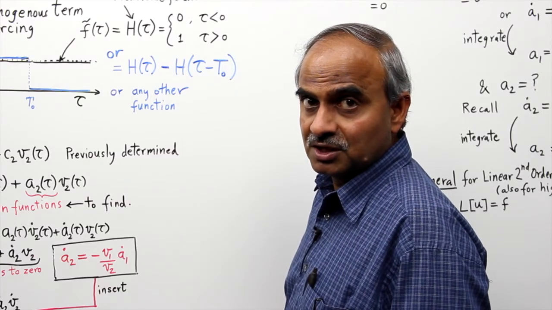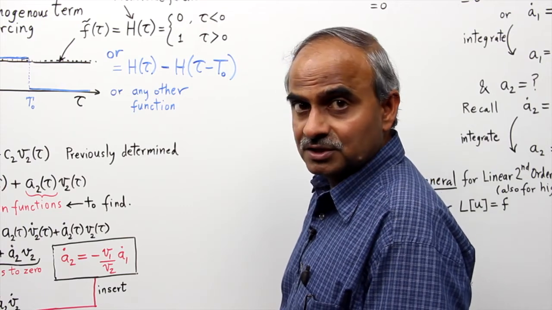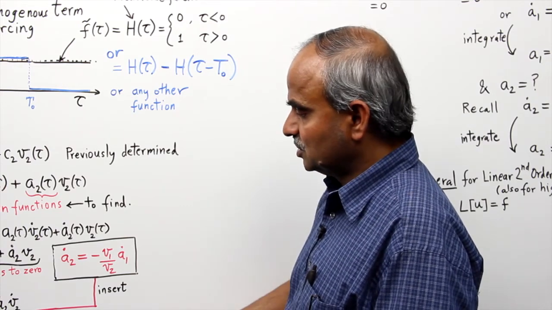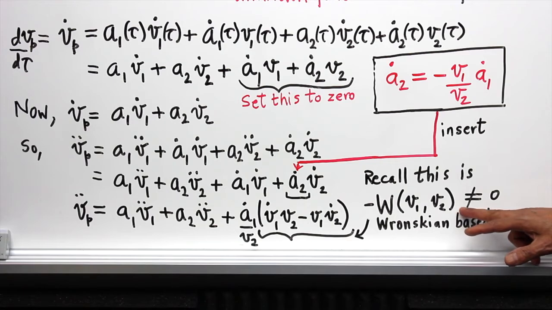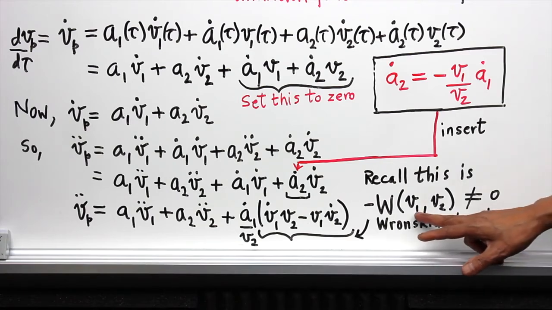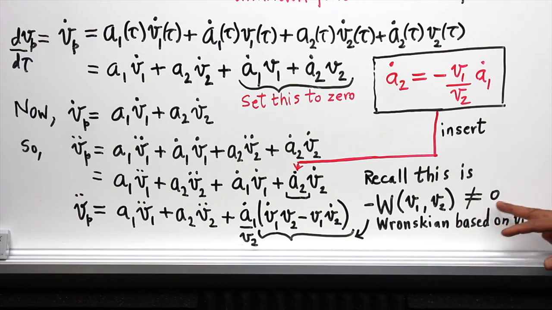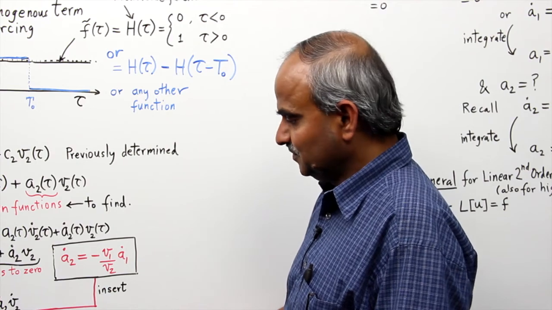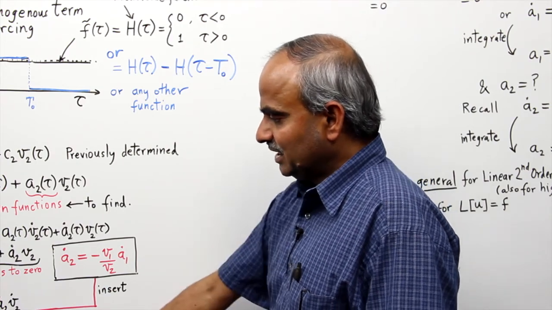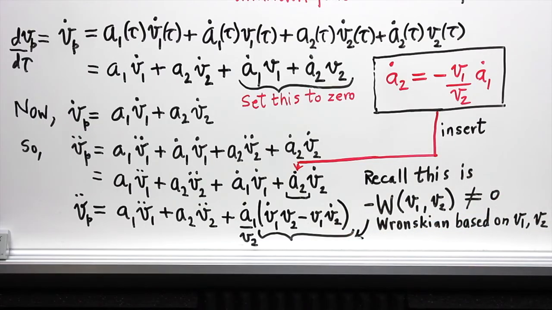Remember that when we talked about linearly independent solutions to the second order differential equation, we encountered this Wronskian of the two linearly independent solutions v1 and v2. And when they are linearly independent, then we know that this Wronskian is not equal to 0 identically over the interval. It may vanish in some place, but it doesn't vanish everywhere. So we have this expression which we can then use.